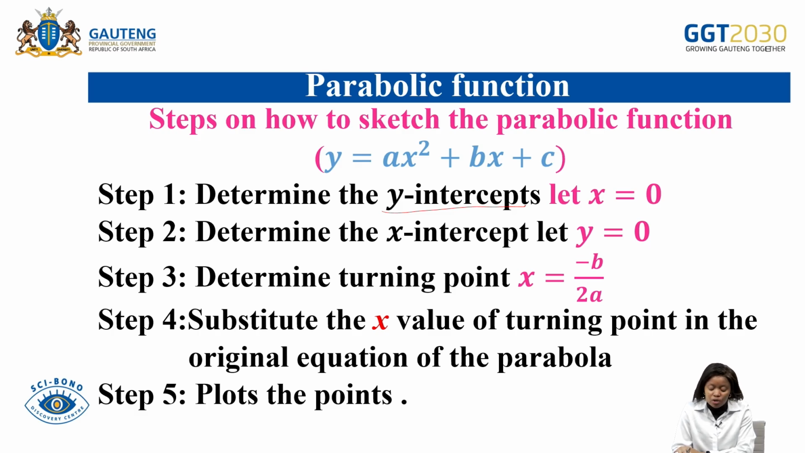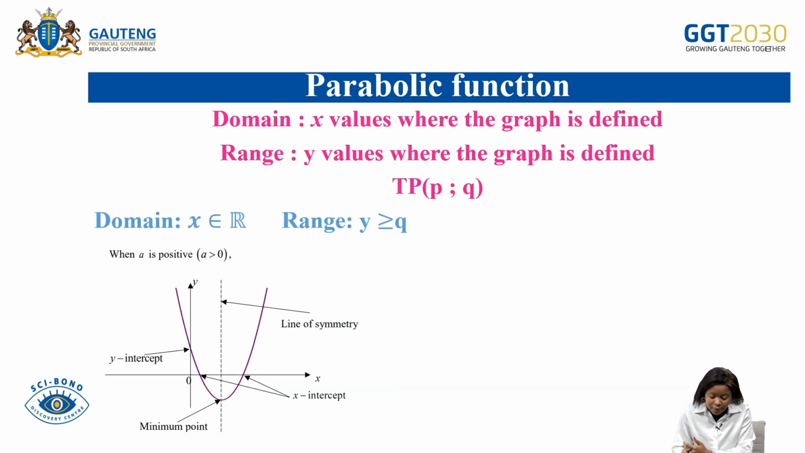Step number 3, you determine the turning point by saying x is equal to negative b all over 2a, or you can add the two x-intercepts and divide them by 2. Step number 4, you substitute the x value of the turning point in the original equation of the parabola. Step number 5, you plot the points. We are going to be doing it together when we get to the examples, because you have been doing the y-intercept and the x-intercept since grade 9.